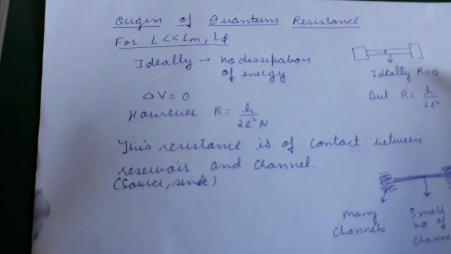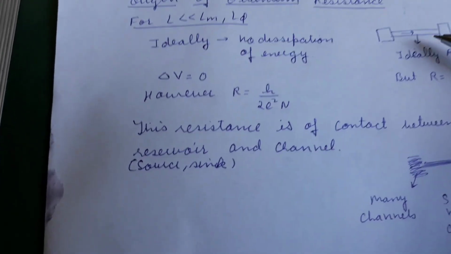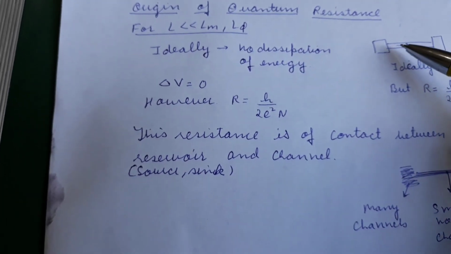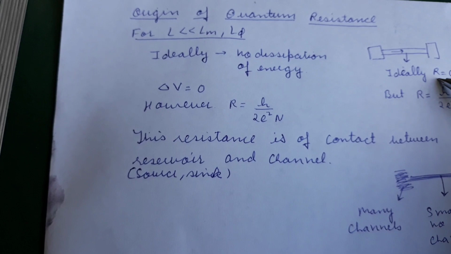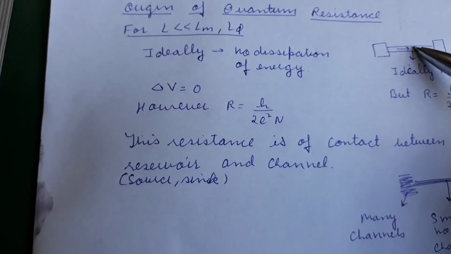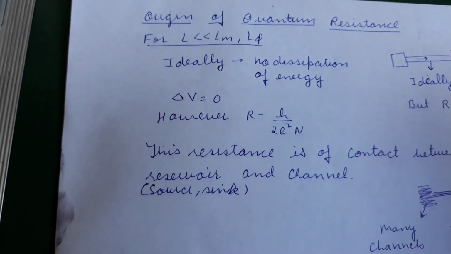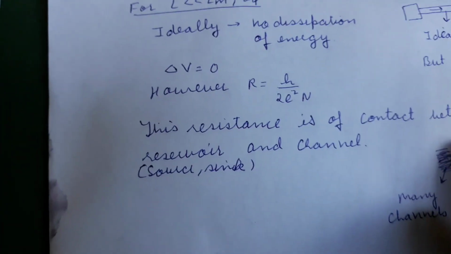Now we have been emphasizing that the electron moves ballistically in this quantum channel, which means that the resistance is zero. And if the resistance is zero in this channel, then how can we talk about a quantized resistance, quantized conductance, like we have said here that this will be the resistance? How can we get this resistance?